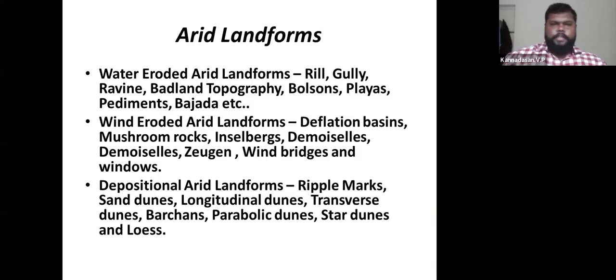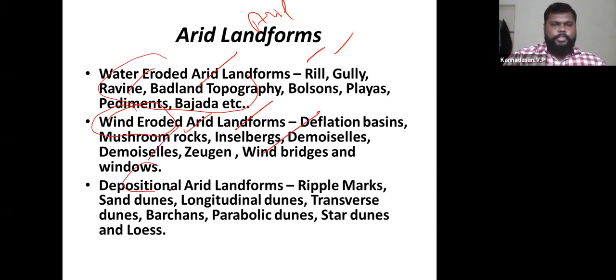Right. Yesterday itself, we saw certain things like rill, gully, ravine, badland topography. Badland topography, also known as wasteland topography. We can say either way, no problem. So rill, gully, ravine, badland topography or wasteland topography. All these are created by water erosion in arid landforms. Then there are certain features that are created by wind erosion, like mushroom rocks, inselbergs, wind bridges, windows.